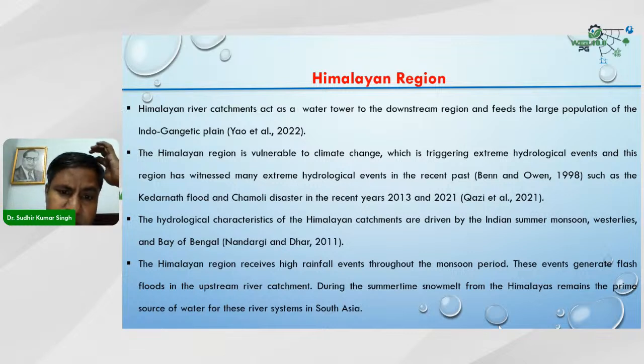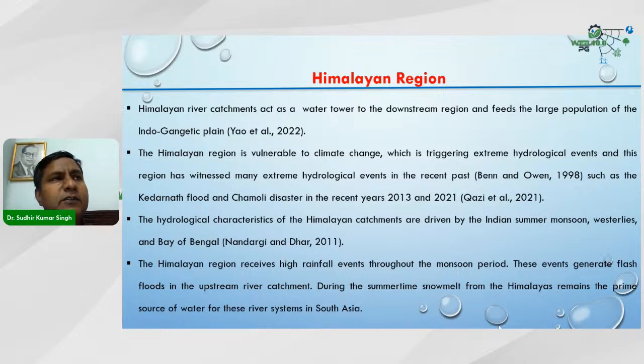The hydrological characteristics of the Himalayan catchments are driven by India's summer monsoon. In India, we have two kinds of monsoon system. One is the southwest monsoon, and another is the northeast monsoon. Approximately 90% of India is covered by the southwest monsoon rainfall, and 10% is covered by the northeast monsoon. Simply put, northeast monsoonal rain comes towards the Tamil Nadu region in the southern part of India, and the southwest covers the whole region. So these are the things we need to understand.